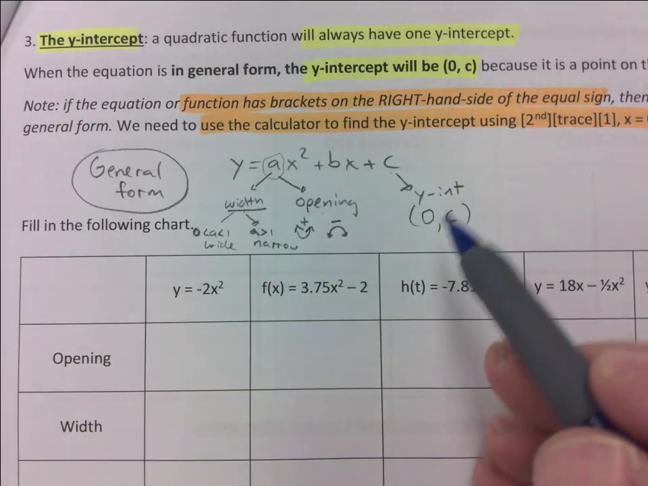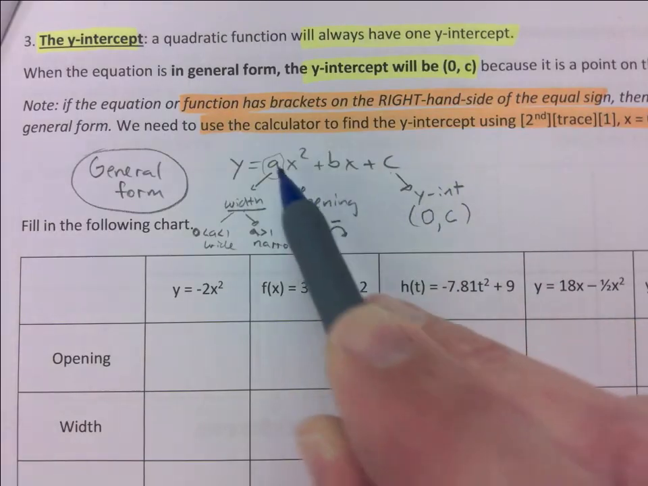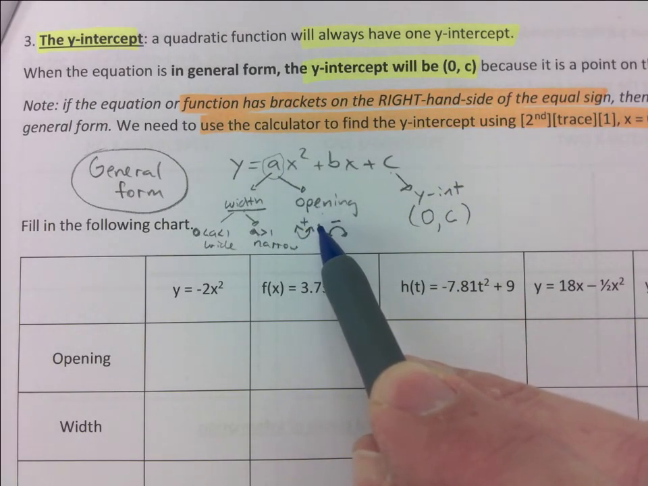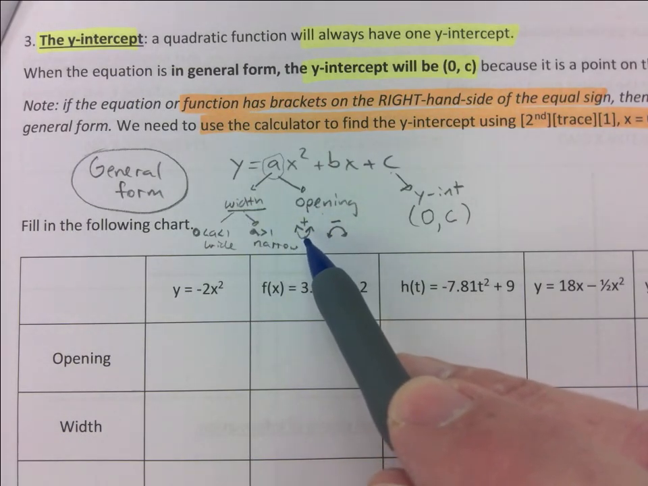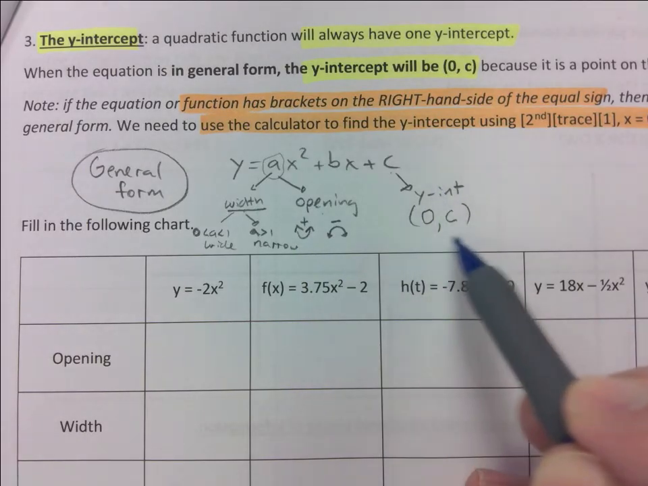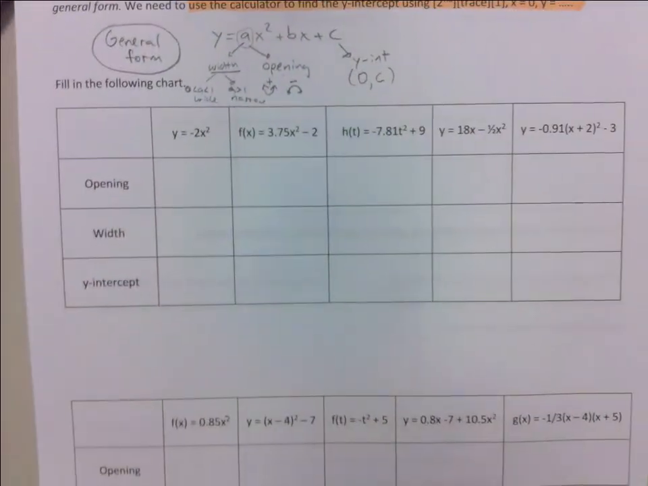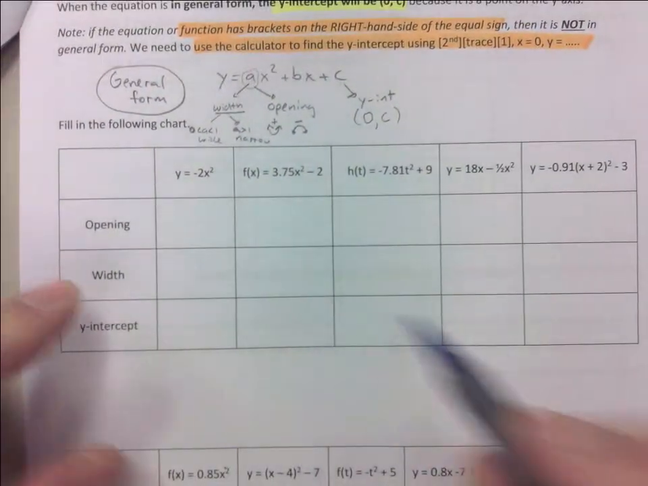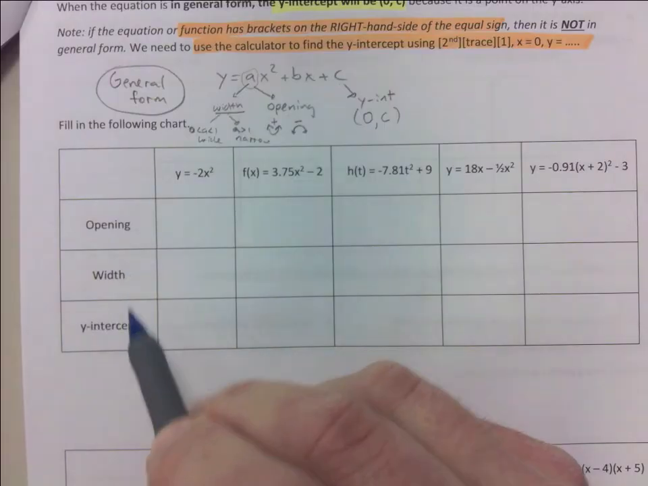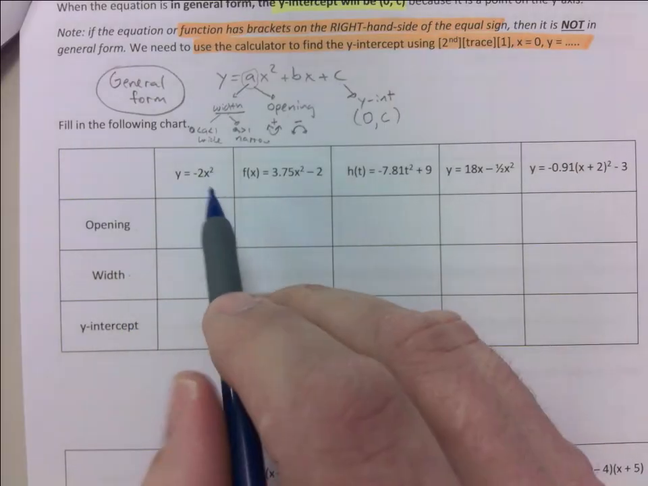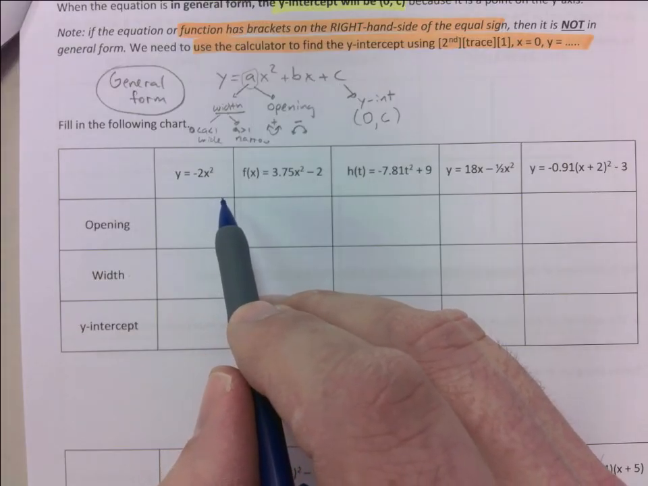The biggest part is that A is always going to stay the same. A will always tell us the two pieces that you have here. That's not debatable. That's never going to be a problem. Okay, let's put this into practice right now. For all of these scenarios, tell me the opening, the width, and the y-intercept. I'm already messing with you a little bit.